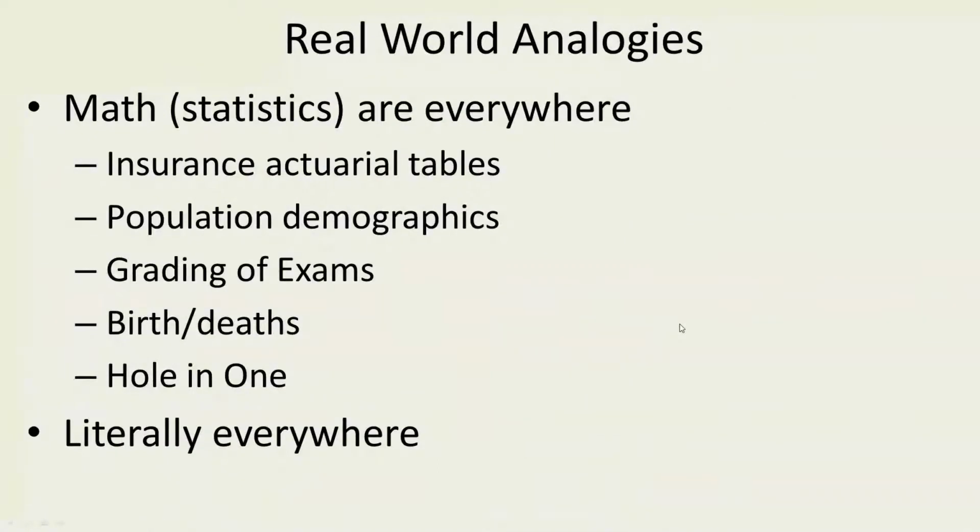So I'm just going to go real brief. I talked about a couple of real world analogies, and I said in the list of things we're going to cover, just a few things to think about. About standard deviation and probabilities, that math, meaning statistics, are really everywhere. You've got obviously insurance actuarial tables, you've got population demographics, grade exams, and in the old days when we were in college, on the curve, births, deaths, and of course for a golfer we've got probabilities of a hole in one. And I don't know what that is, but you can find out what the probability is for a hole in one.